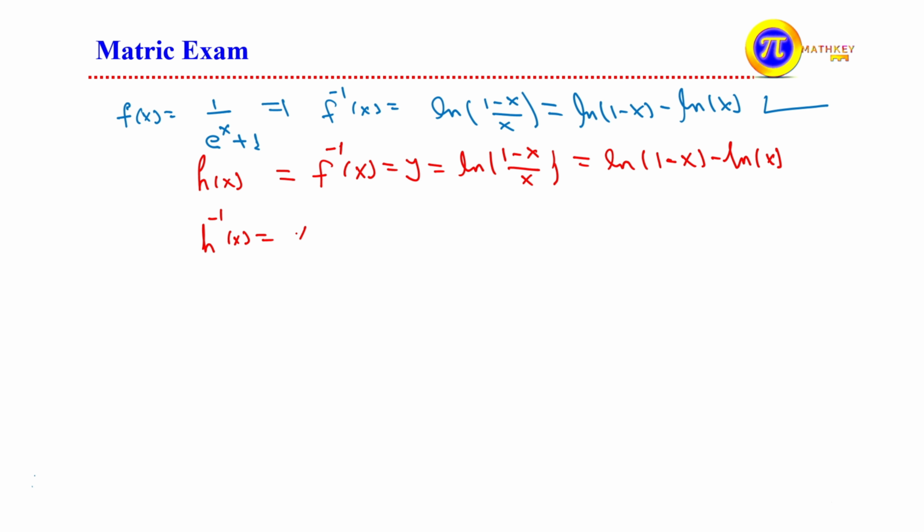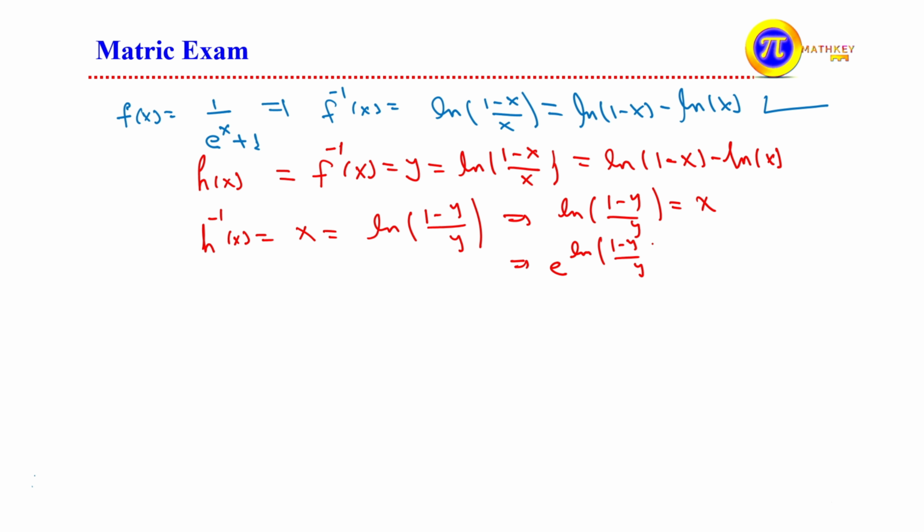This means x is equivalent to ln of (1 minus y) over y. This implies that ln of (1 minus y) over y is equal to x. Since it is a logarithm function, you have to take the exponent of both sides. This implies that e to the power of ln of (1 minus y) over y is equal to e to the power of x.